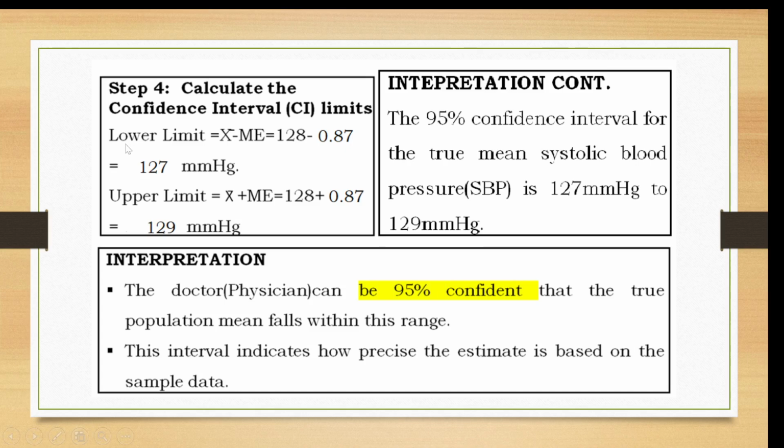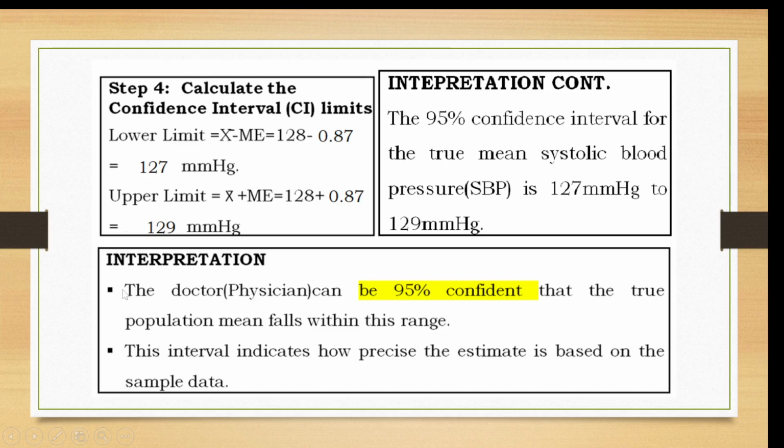Now, the lower limit here is the sample mean minus the margin of error, 128 minus 0.87. You'll get roughly 127 millimeters of mercury. The upper limit is given by the sample mean plus the margin of error. You'll get 128 plus 0.87. Roughly, you will get 129 millimeters of mercury.